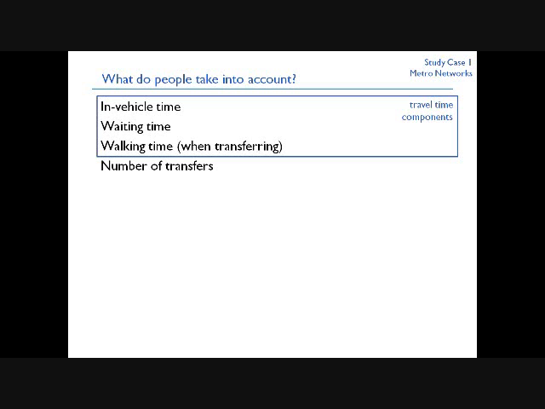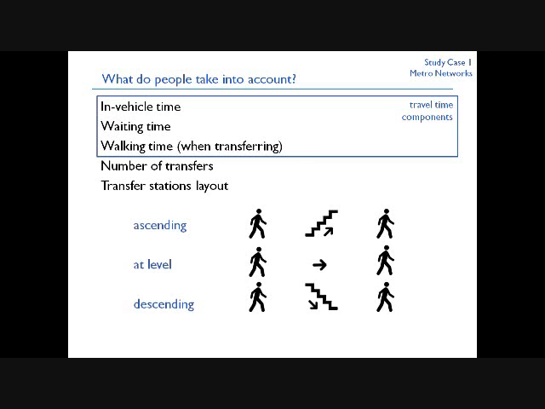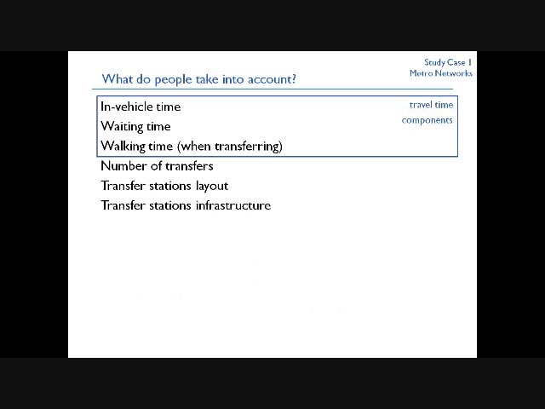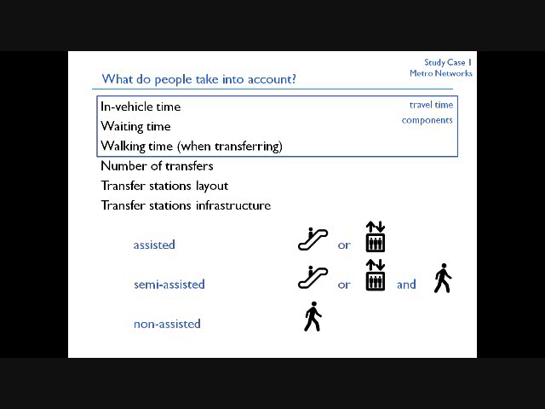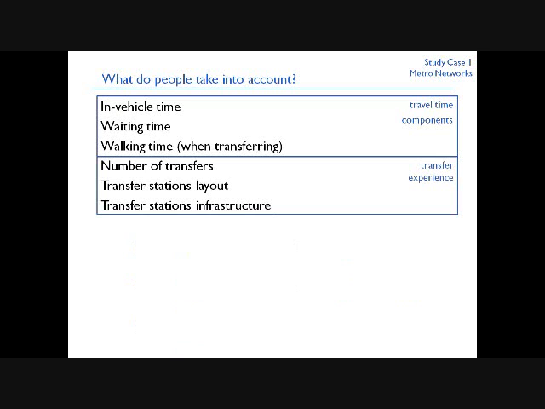Another really important variable is the number of transfers, but not only the number of transfers, but the transfer quality. And we analyzed different transfers in terms of layout. For example, if the transfer is ascending, at level, or descending, and different transfer infrastructure. If the transfer is assisted, it means I can make the transfer either by escalator or elevator. If it's semi-assisted, which means that I can make a part of the transfer by elevator or escalator and the other part on foot, or the worst case, if the transfer is not assisted and I have to walk all the way. And this has to do with the transfer experience.